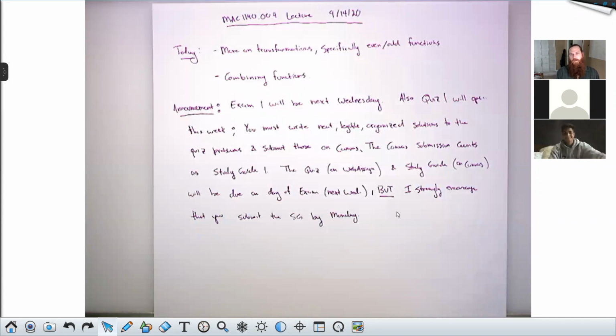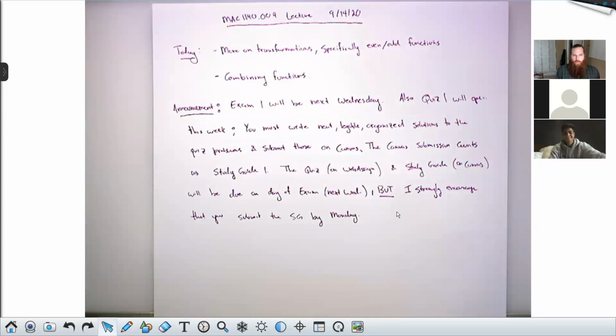Yeah, the purpose of the study guide is so that we can talk about problems and I can help you with them before the test. That way it's actually useful for the test. Is this all nice and clear? So the study guide will be submitted to Canvas, and what you will be submitting are the written solutions to the quiz.